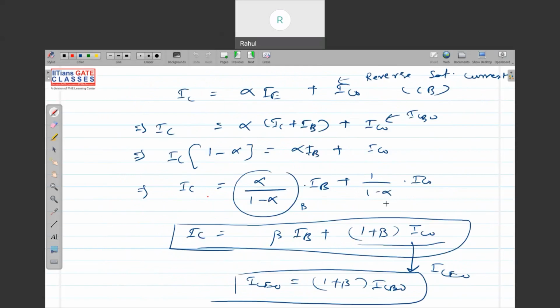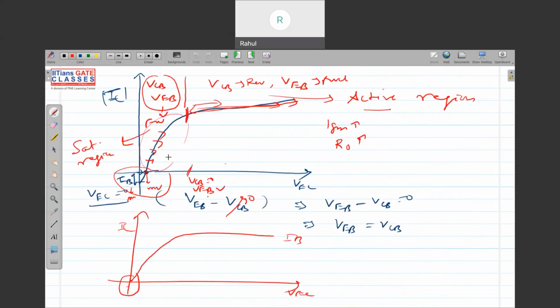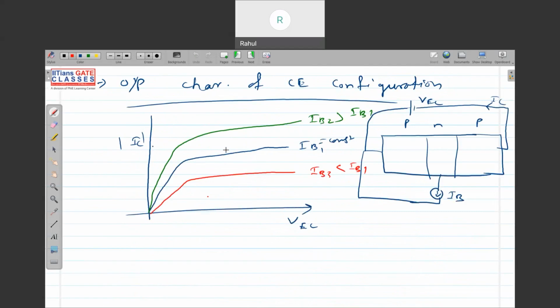In the common emitter configuration, the input current is IB. We derived an expression for the output current, the collector current. Then we saw how the IC versus VCE characteristic comes. We saw in detail each and every point of this characteristic. This is for one IB; for different IB, it will be different, like we have seen here. This is my output characteristic.